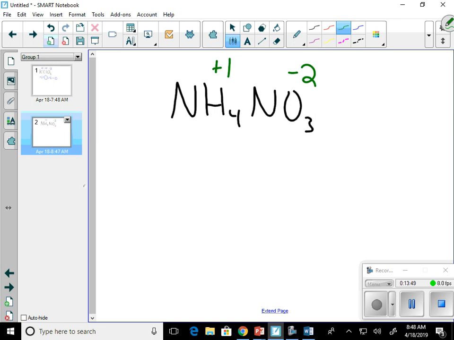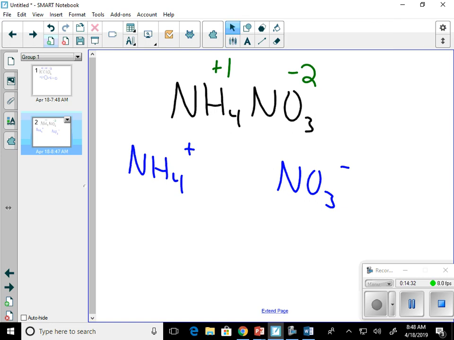Okay. This one I picked specifically because it's a little bit trickier. And what I mean by that is I have 2 nitrogens left over, and nitrogen has a lot of options. So we need to figure out each nitrogen. However, the 2 nitrogens aren't necessarily the same oxidation number. This is a polyatomic ion, ammonium. Ammonium is a +1 polyatomic ion. This is a polyatomic ion, nitrate. Nitrate's a -1 polyatomic ion.